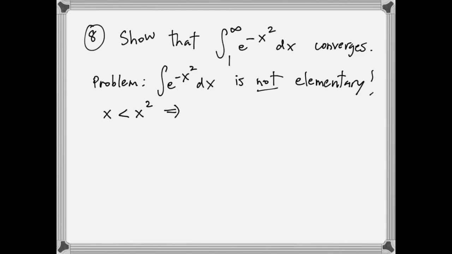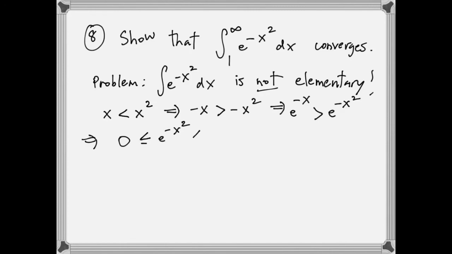So this means that if you multiply both sides by negative, negative x is bigger than negative x squared. If that's bigger, then take e to the power of that, and that's also bigger than e to the negative x squared. So why is this good? Obviously we know that e to the negative x squared is positive, so I want to write it this way: 0 is smaller than this, which is smaller than this. Since I found something that is bigger, e to the negative x, why don't I go ahead and calculate this?